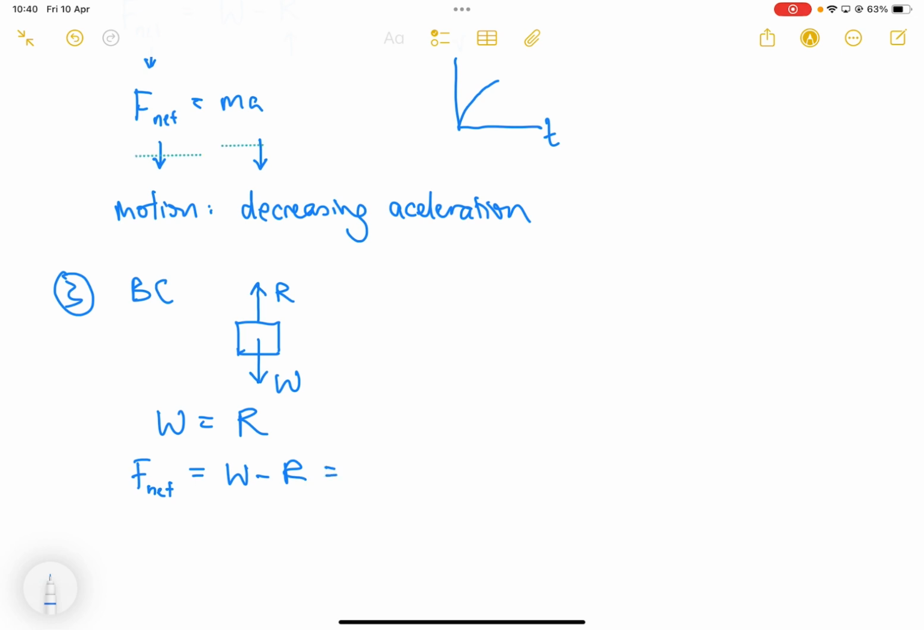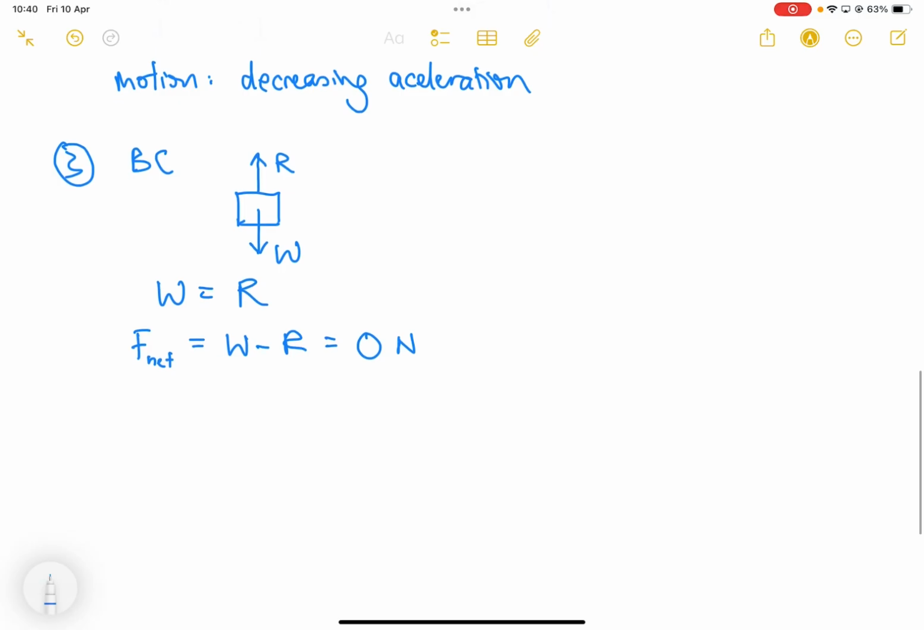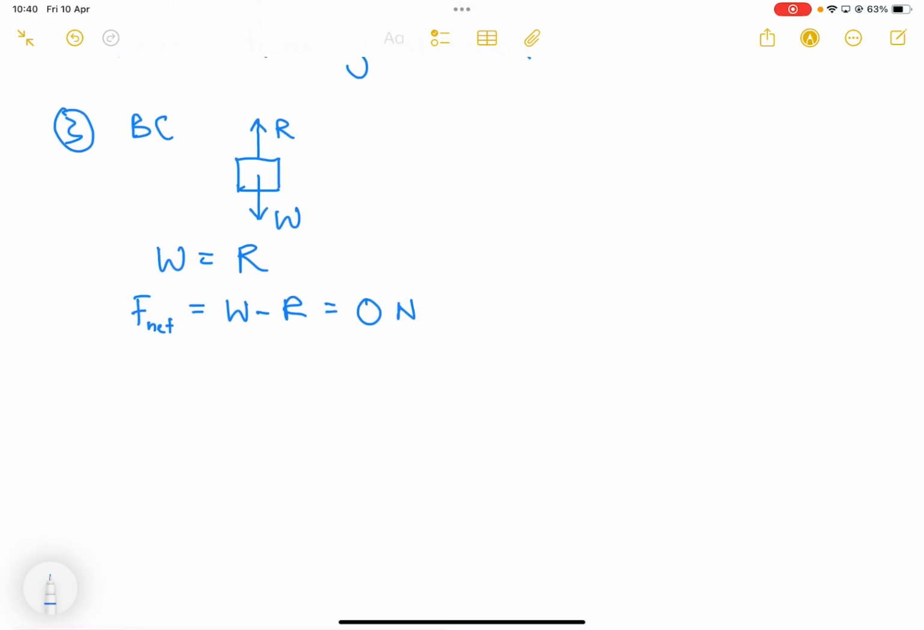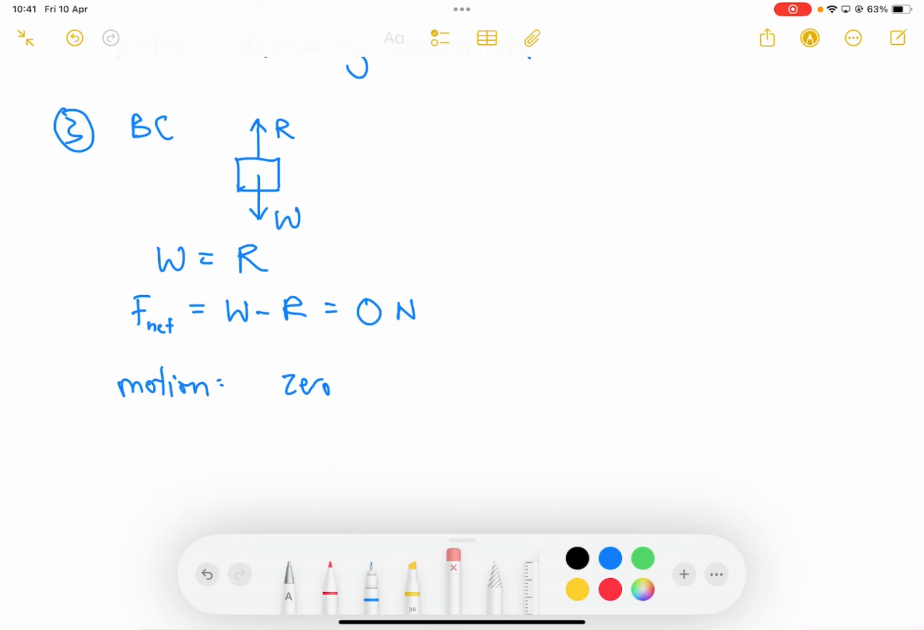What's the resultant force? Anyone? 0, yes, very good. It will be 0, okay? Resultant force will be 0, and when resultant force is 0, that means that it will be traveling at what? Constant speed or 0 acceleration, okay? So the motion here will be 0 acceleration, and therefore constant speed.